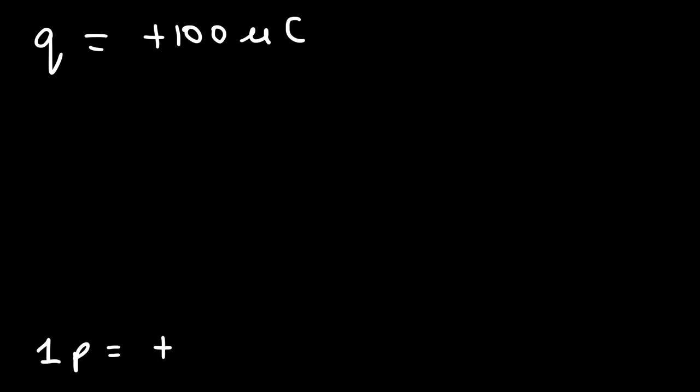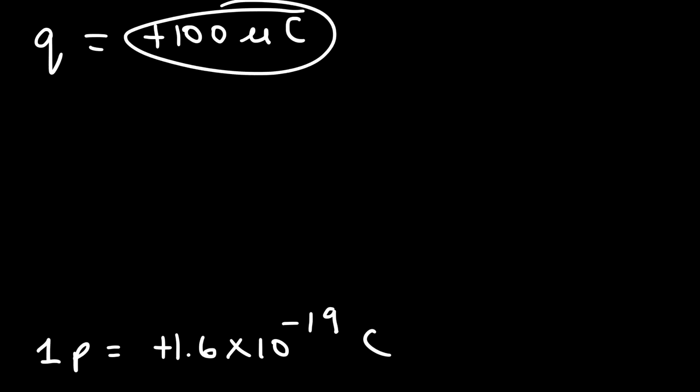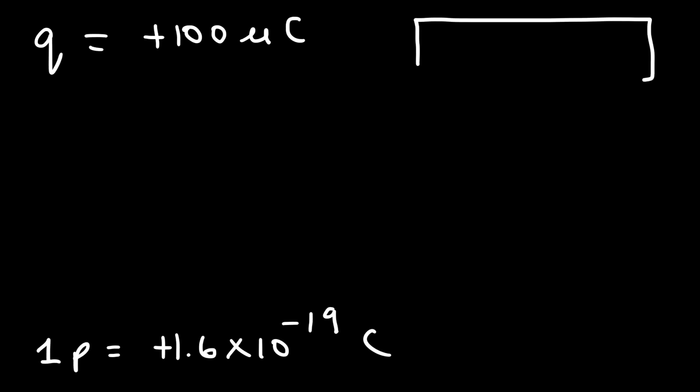So let's say we have a charge of positive 100 microcoulombs. What does that mean in terms of protons and electrons? So using this conversion factor, one proton has a charge of positive 1.6 times 10 to the negative 19 coulombs. We can determine the number of excess protons that represent this charge. So let's say we have a piece of metal with a charge of positive 100 microcoulombs, there's more protons than electrons in this object.